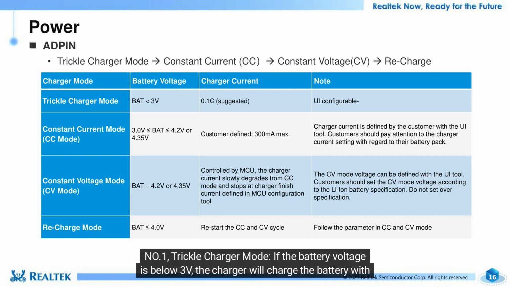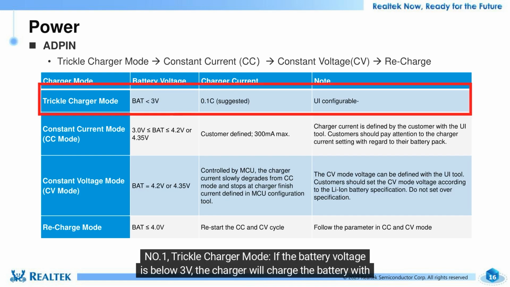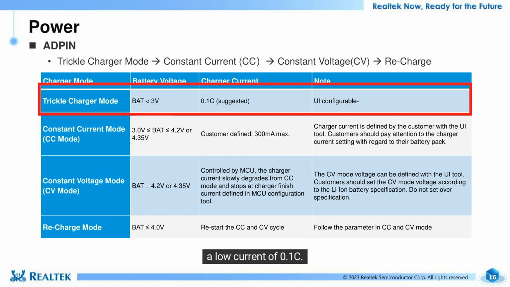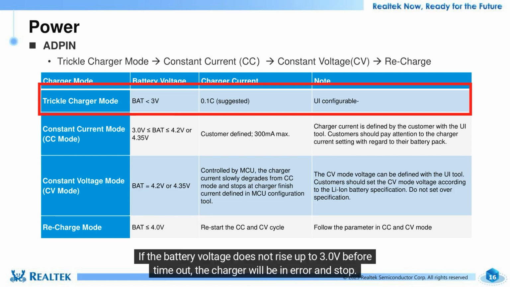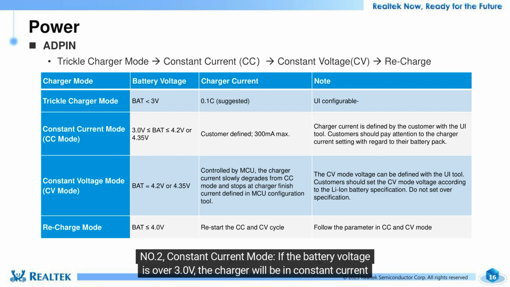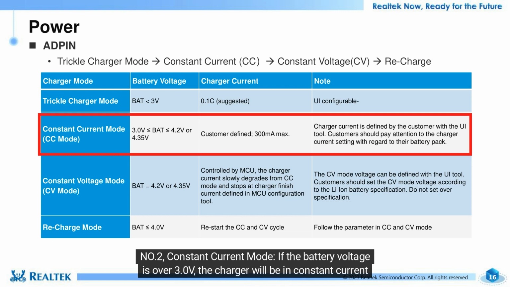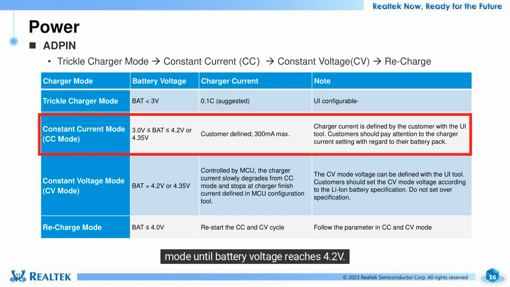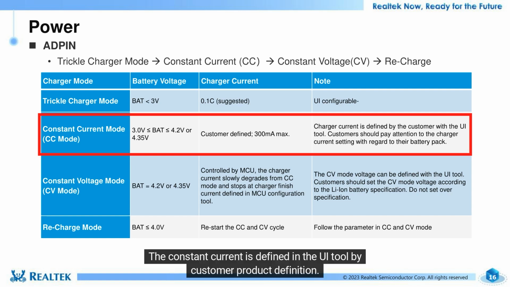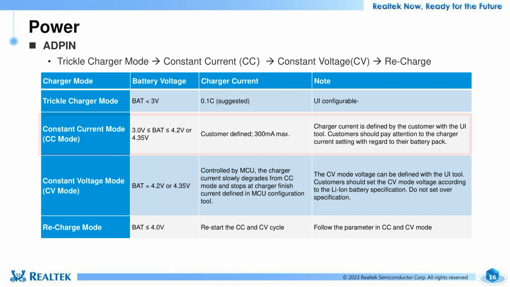Number 1, trickle charger mode. If the battery voltage is below 3 V, the charger will charge the battery with a low current of 0.1 C. If the battery voltage does not rise up to 3.0 V before timeout, the charger will be in error and stop. Number 2, constant current mode. If the battery voltage is over 3.0 V, the charger will be in constant current mode until battery voltage reaches 4.2 V. The constant current is defined in the UI tool by customer product definition.